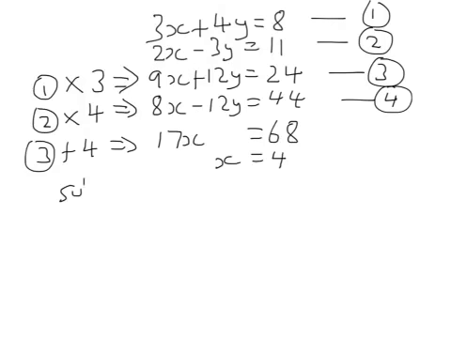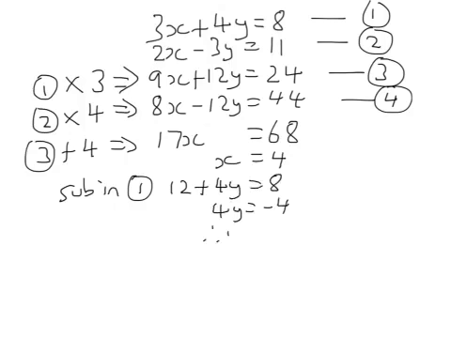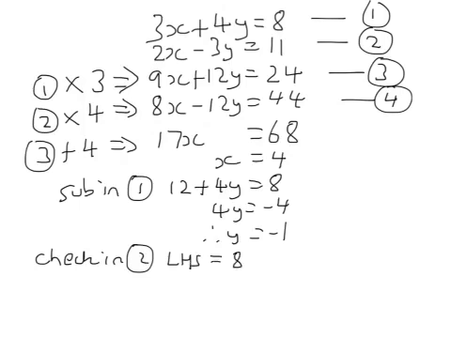I can now substitute that into equation 1. 3 times x, 3 times 4, that's 12, plus 4y equals 8. So 4y is minus 4, therefore y equals minus 1. Let's just check in equation 2. The left hand side is 2x, that's 8, minus 3 times minus 1 is plus 3, which is 11, which is the right hand side. So therefore x equals 4 and y equals minus 1.